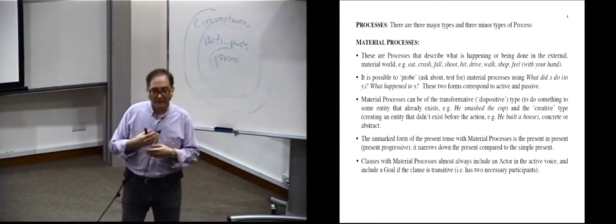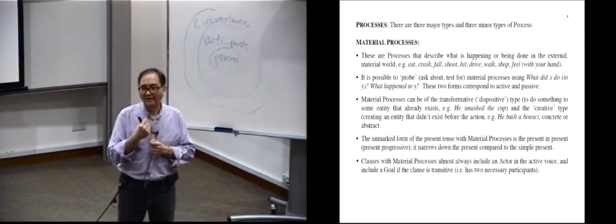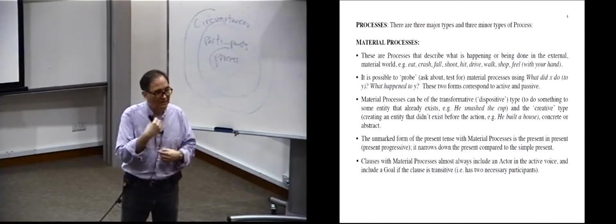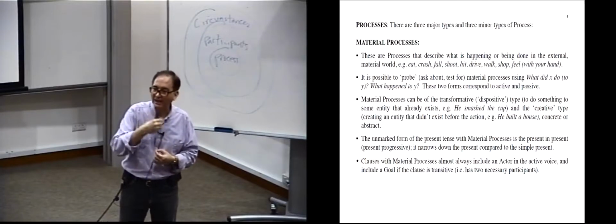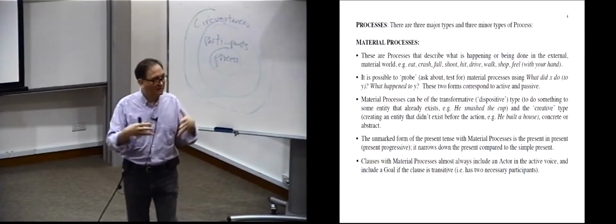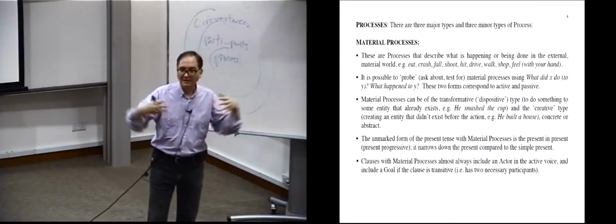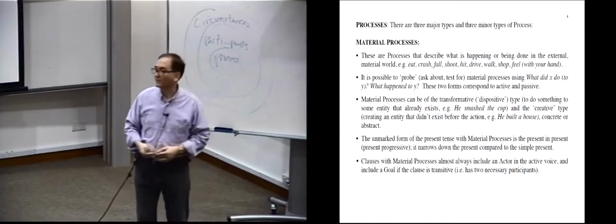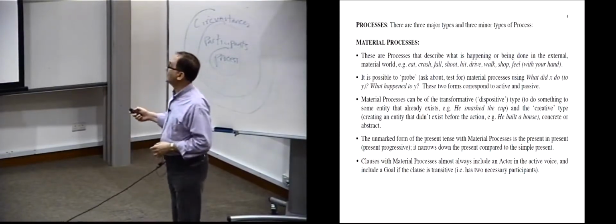Now, if I'm eating it right now, I wouldn't do that. If I'm narrowing down the scope of the time to right now, the time of speaking, then I would say, I am eating peanut butter, right? So this is what the present progressive does. It narrows the time down to the time of speaking, rather than being habitual.